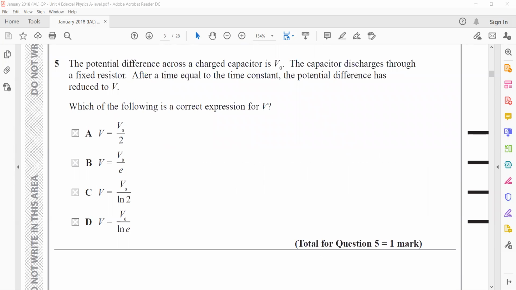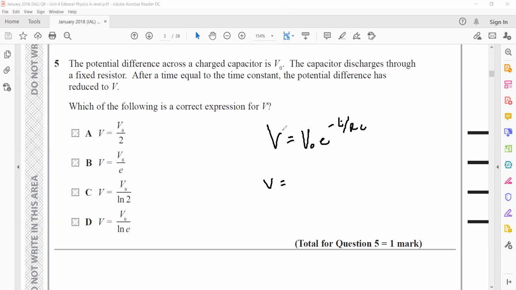Which of them is the correct expression for V? It's simple. First you write the equation for discharge of a capacitor. As we know, V, the voltage after a certain time interval, is V equals V naught e raised to power minus t over RC.